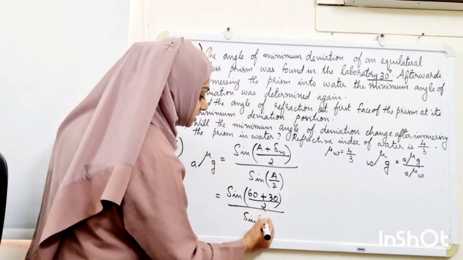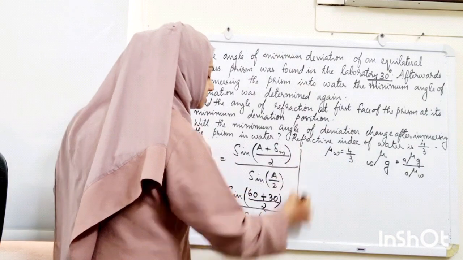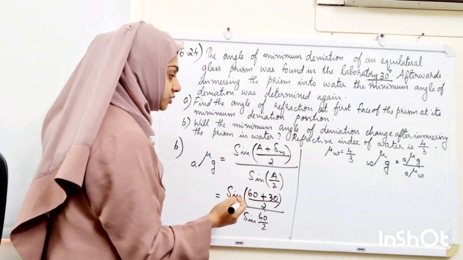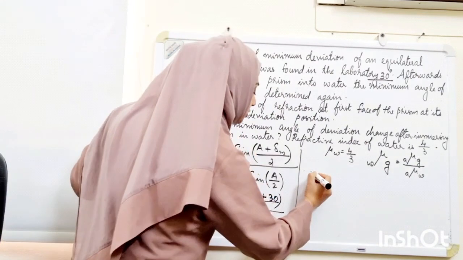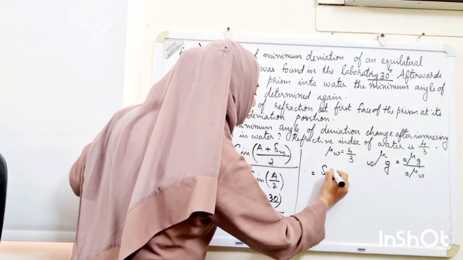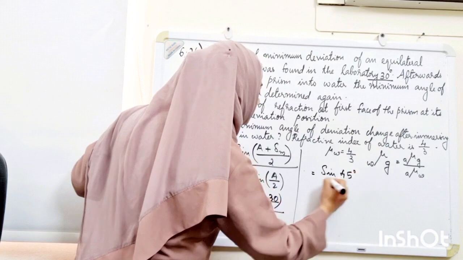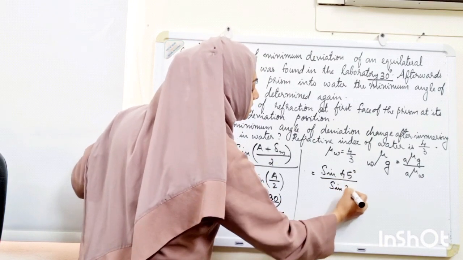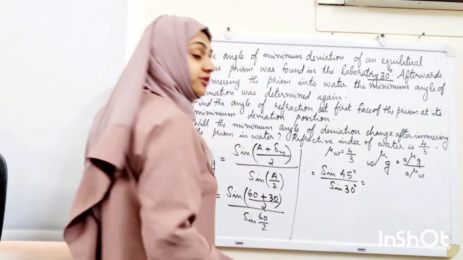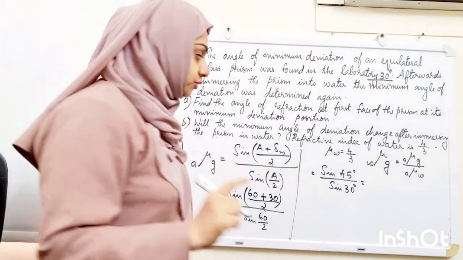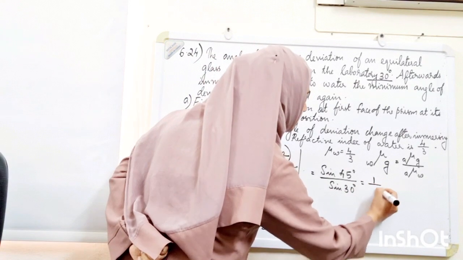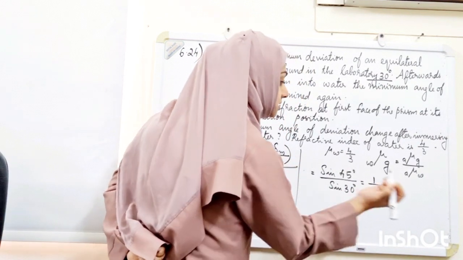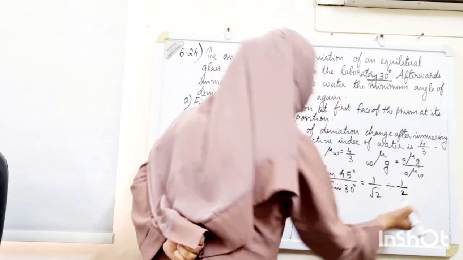Sine A by 2 means 60 by 2. So this is equal to (30 + 60) = 90. 90 by 2 is 45. So this is equal to sine 45 degree divided by sine 60 by 2, which is 30 degree. So what is sine 45? It's 1 by root 2, right? So that is equal to 1 by root 2 divided by sine 30, which is 1 by 2.